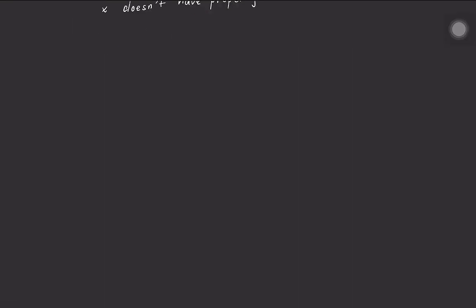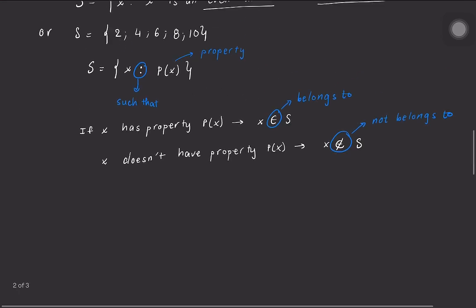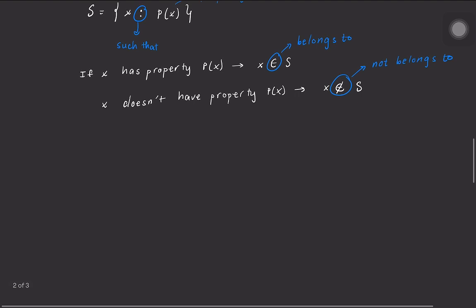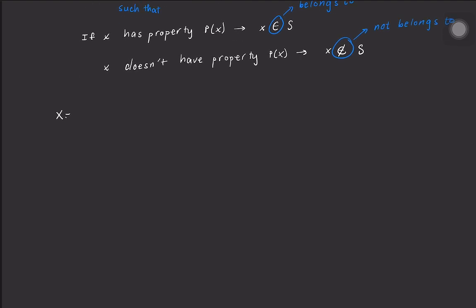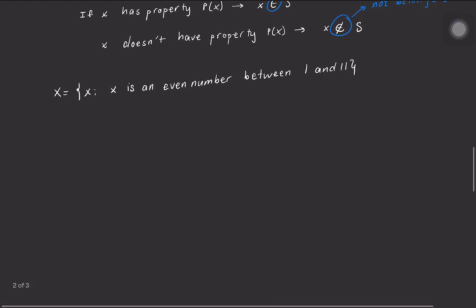So now we know about sets. What about subsets? A subset is a smaller list of a set. Let's say, for example, we have two sets, X and Y. X is like we declared above. X is all the x elements such that x is an even number between 1 and 11.